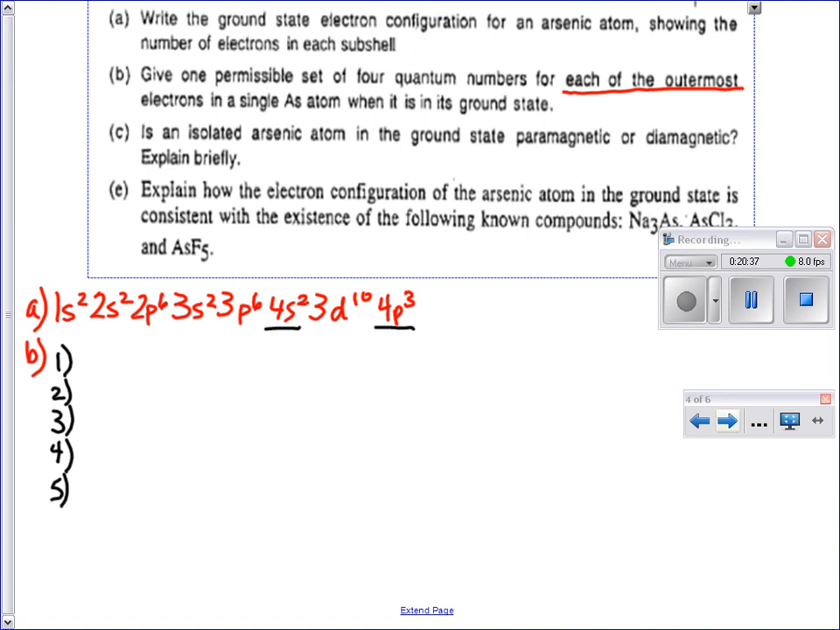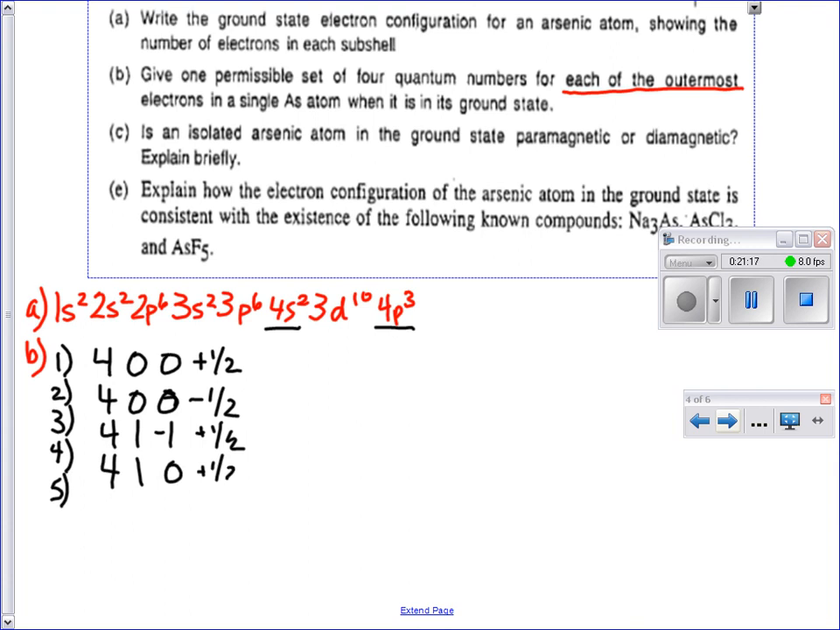So let's start with these S's. First quantum number, 4. It's an S. 0, 0, plus 1/2. The next S is 4, 0, 0, minus 1/2. Now let's look at our P's. Still level 4, 1, minus 1, plus 1/2. Now, remember Hund's rule, we go into the next orbital, 4, 1, 0, plus 1/2. And the last one, 4, 1, 1, plus 1/2. Done.